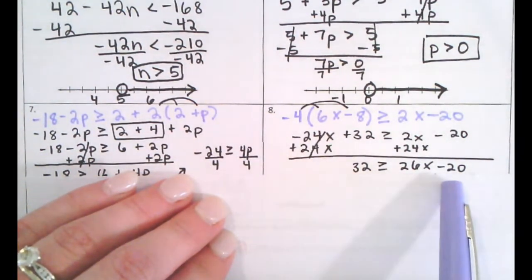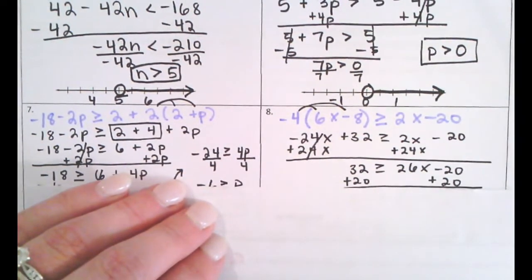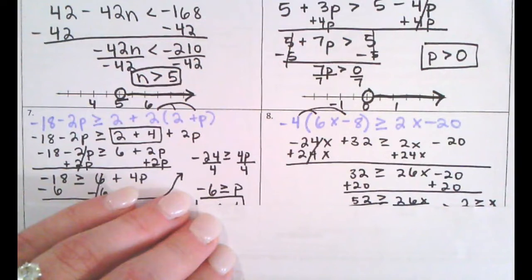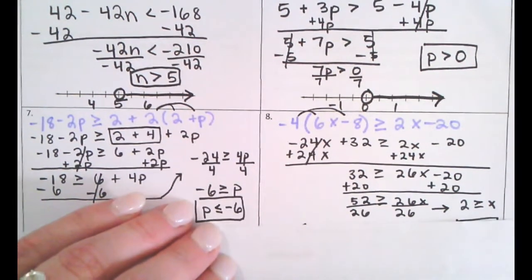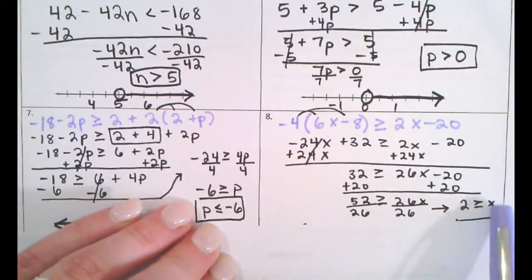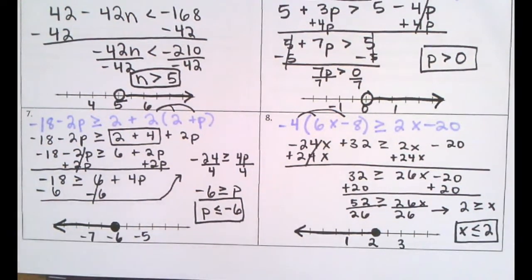Next, I'm going to get this two-step equation, get x by itself, by adding 20 to both sides of the equation. Once I added 20 to both sides, I got 52 is greater than or equal to 26x. My last step to get x by itself is dividing by 26. Once I divided by 26, I got 2 greater than or equal to x. Hopefully, though, you caught this. You had to rearrange this to put into standard form, writing the variable first, which if you read it backwards, reads as x is less than or equal to 2.